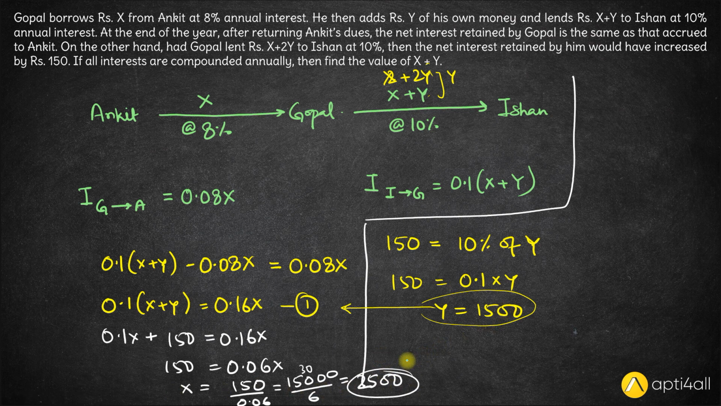Now the question is, we have to find the value of X plus Y. So X is 2500 and Y is 1500. So the sum of X and Y is 4000. Hence, the answer to this question is 4000.